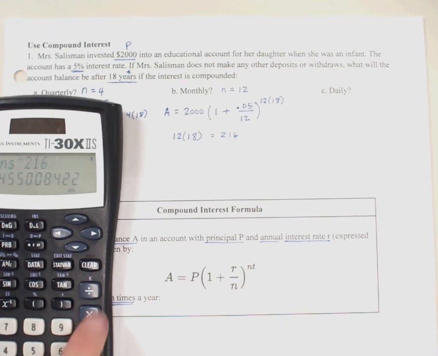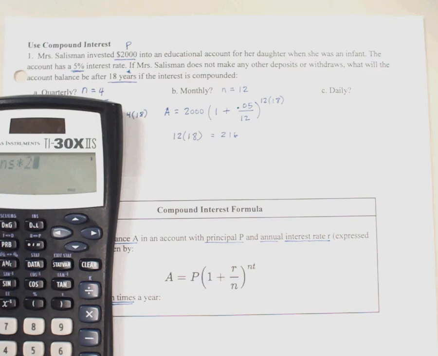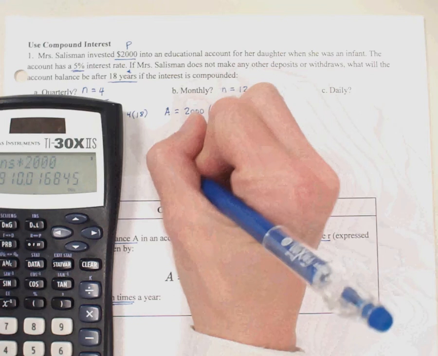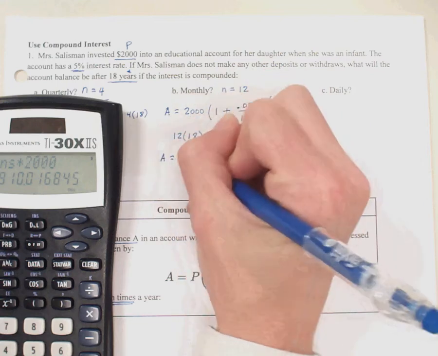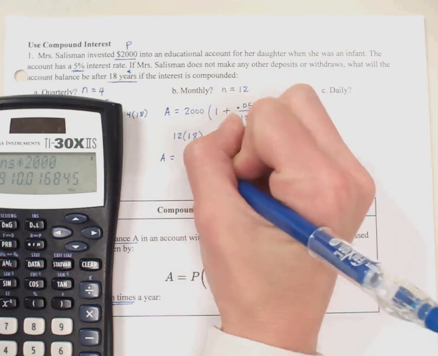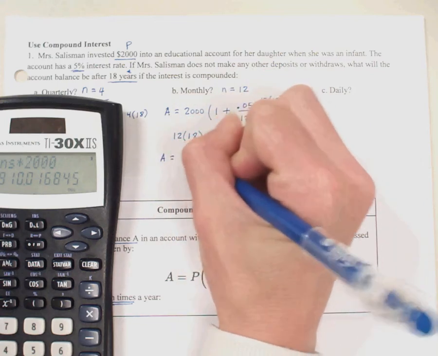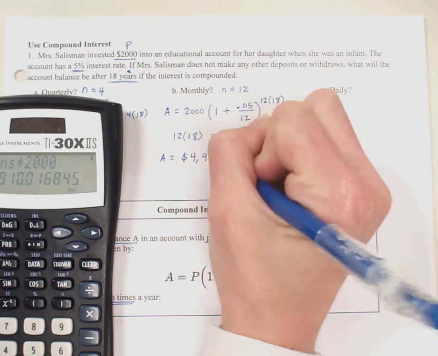And then multiply this by 2,000. Do not round until the very end. So my account balance after 18 years compounded quarterly is $4,910.02.